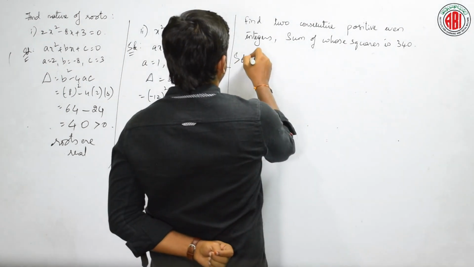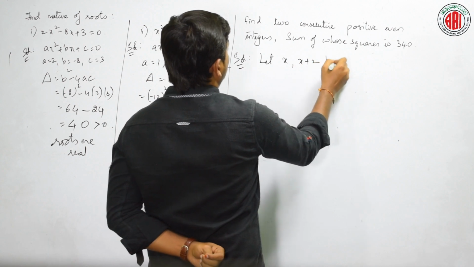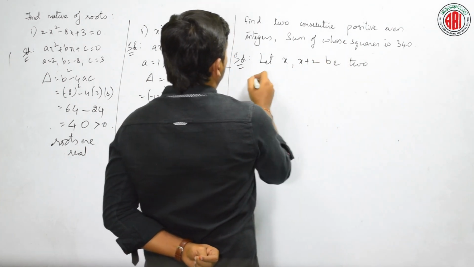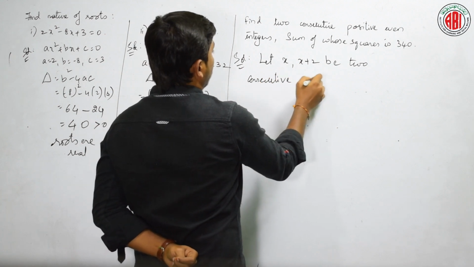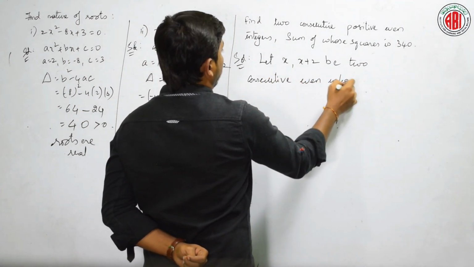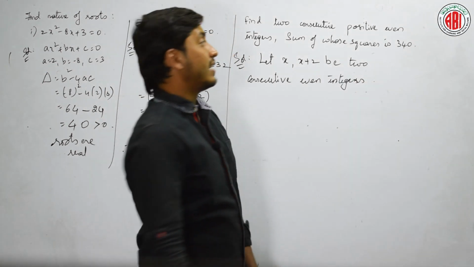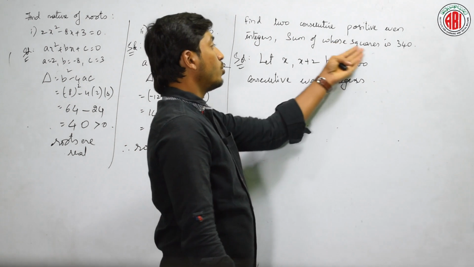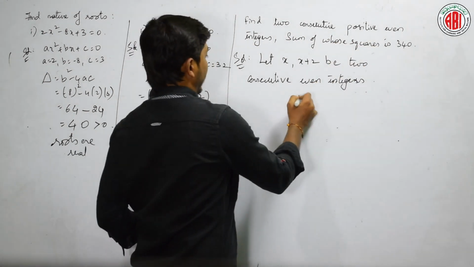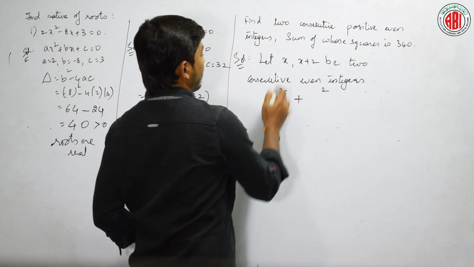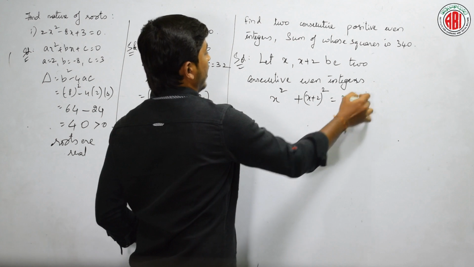So, let x and x plus 2 be two consecutive even integers. Okay. Then what is the condition he gave? He gave sum of whose squares is 340. What does this mean? Sum is plus, squares. First number is x, next number is x plus 2, and the sum of their squares is 340.